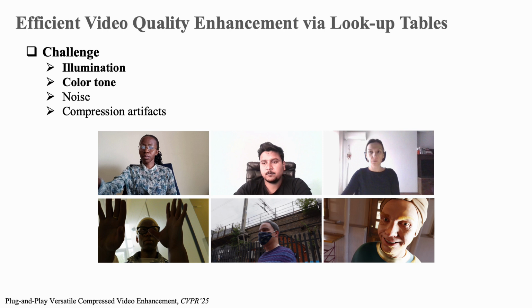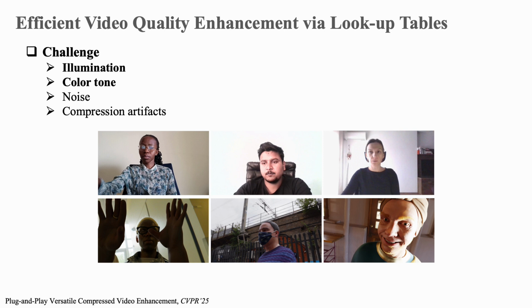And also, by analyzing the dataset, we observe that the videos need enhancement from multiple aspects, for example, illumination, color tone, noise, compression artifacts. For the noise and compression artifacts, the reason is actually quite complicated. For example, the noise may come from the low-light scenarios, which contains Gaussian noise or Poisson noise. And for the compression artifacts, the artifacts depend on the compression levels of current videos, which we have a paper this year to specifically analyze this problem.